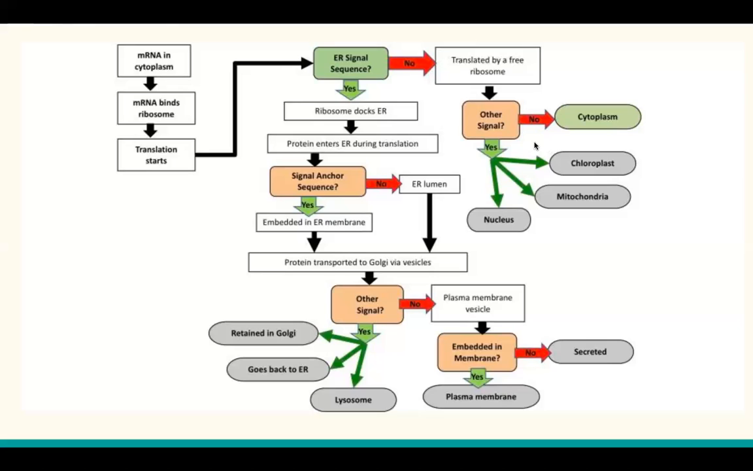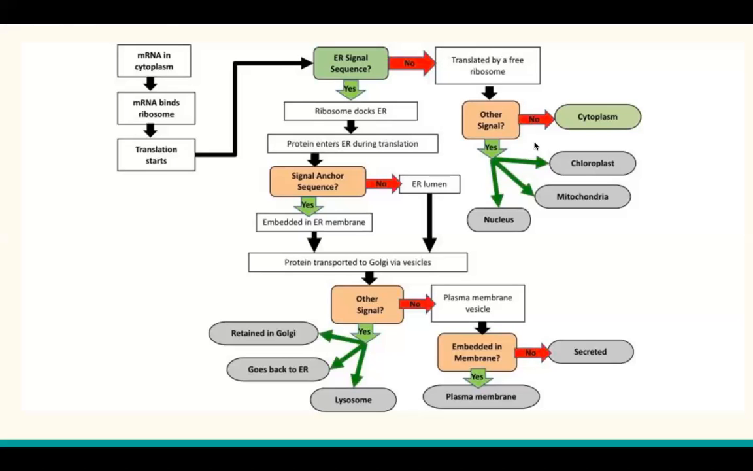No, so the signal anchor sequence talks about when you have a transmembrane protein. This is a protein where part of it is on the exterior surface of a membrane, and the other half of it sits inside the membrane. So it's like stuck in the middle of the membrane, and part of it, the top part, is above the ER, and the other part is in the ER lumen.